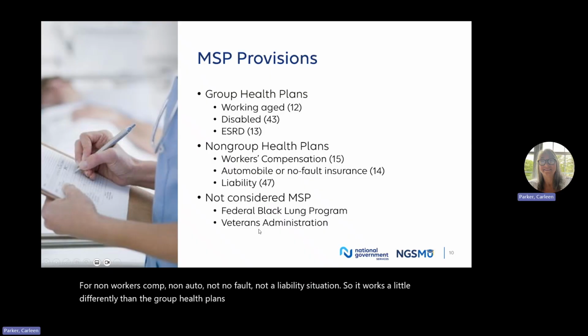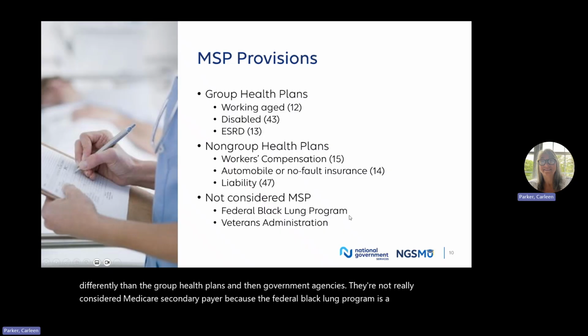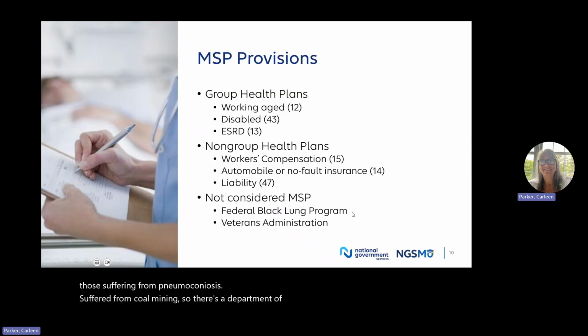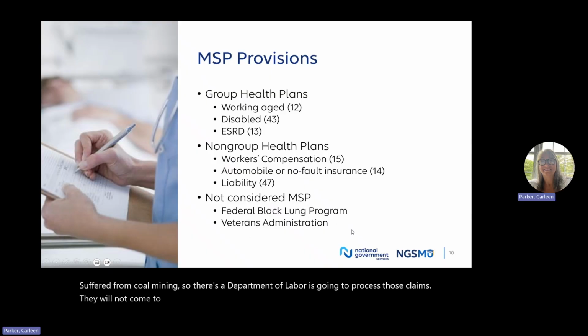And then government agencies are not really considered Medicare secondary payer, because the federal Black Lung program is a benefit for those suffering from pneumoconiosis from coal mining. So the Department of Labor is going to process those claims. They will not come to Medicare. And for the Veterans Administration, if a beneficiary is treated at a VA facility, the VA facility takes care of those services, right?